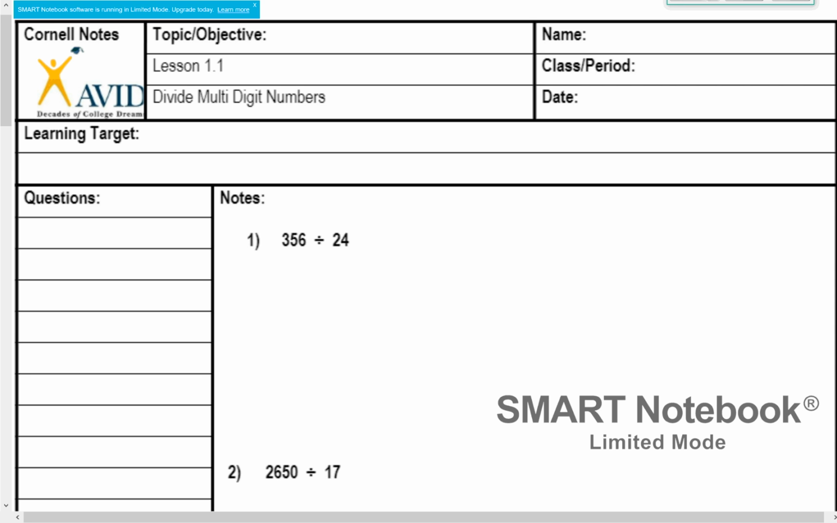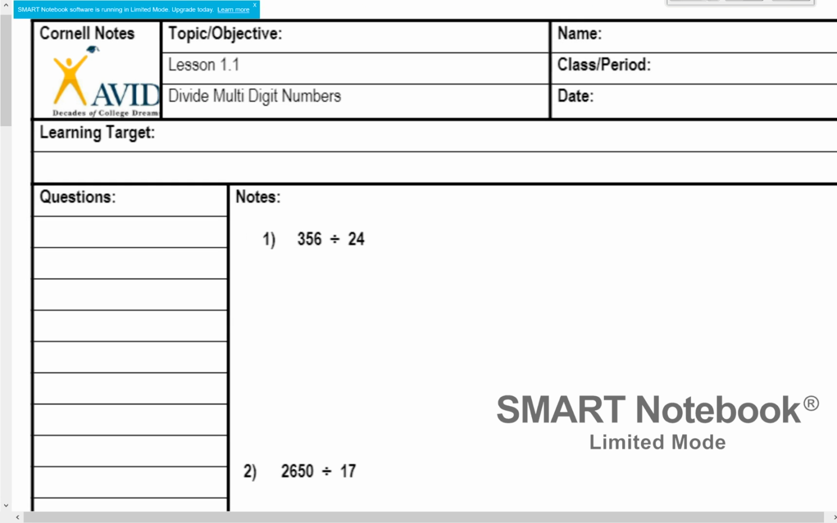Today we're going to learn lesson 1.1 still, but it's dividing multi-digit numbers. Okay, so our learning target for today is: I can divide multi-digit numbers. Okay, I'm not going to spend time here writing that out, but you should be writing that out on your paper. All right, we're going to hop right into some examples.